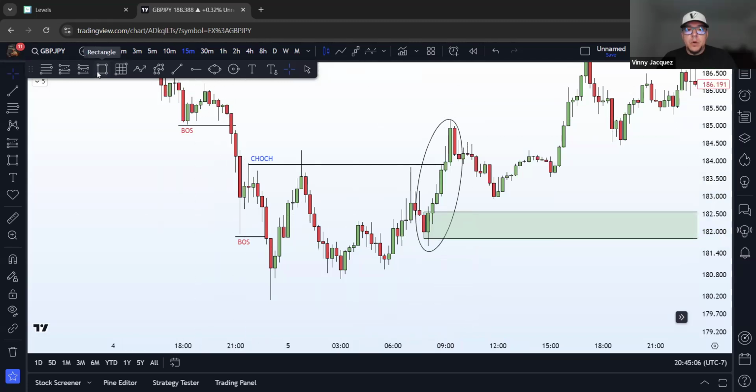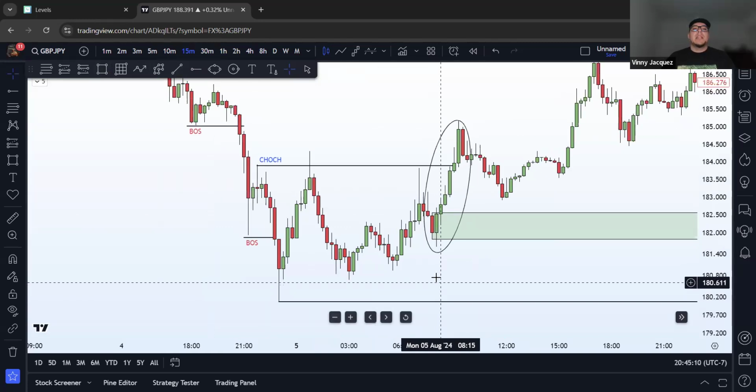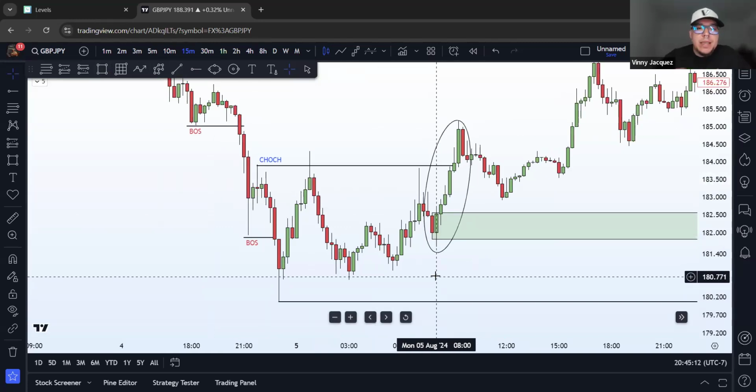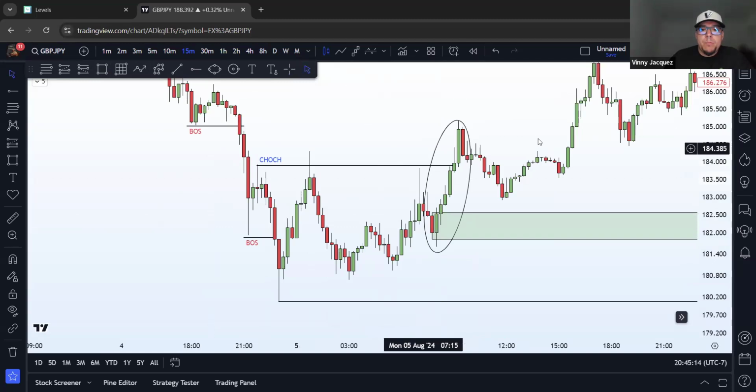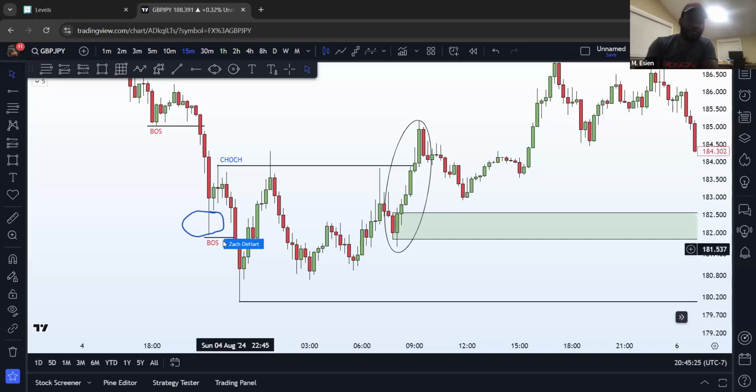My inverted head and shoulders, well, guys, if this is my low, where is my left shoulder at? Go ahead and annotate on my screen. Where's my left shoulder? If this is the low and this is the head, where is my left shoulder? Yeah, there's the BOS. Yes, sir.